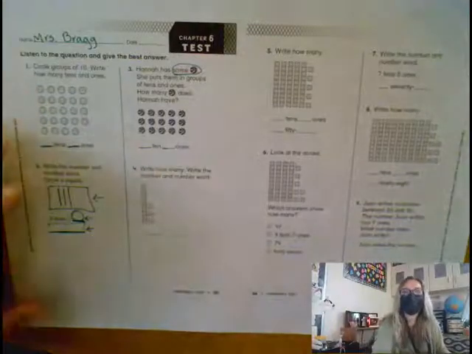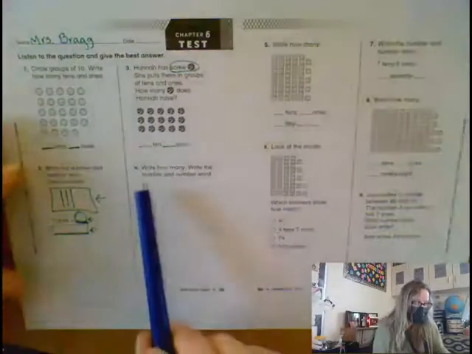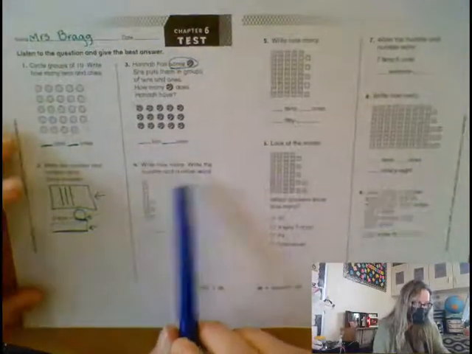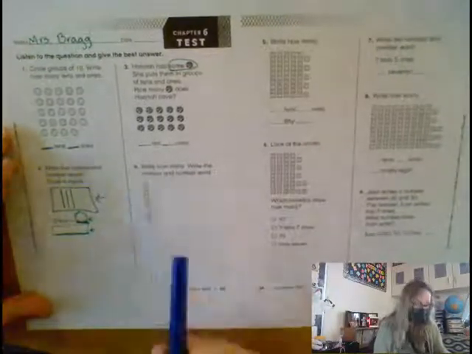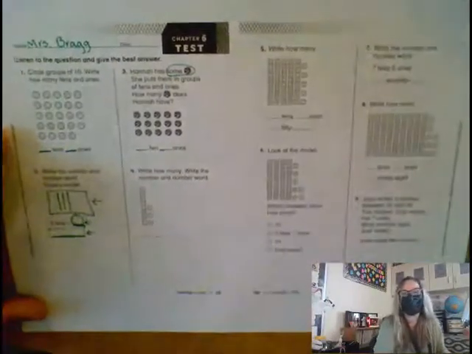Okay, looking at number 4. Number 4 says write how many? Write the number and the word. So how many cubes are there? On the first line, put the number. On the second line, write the number word.